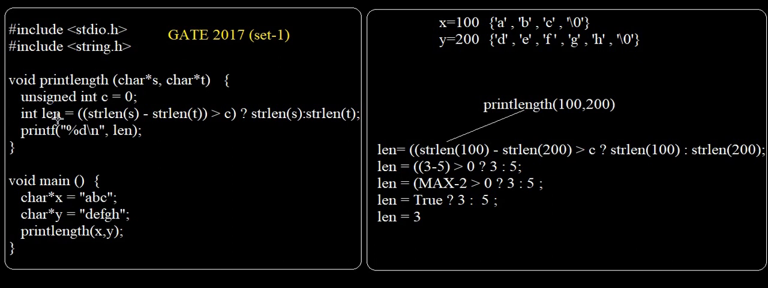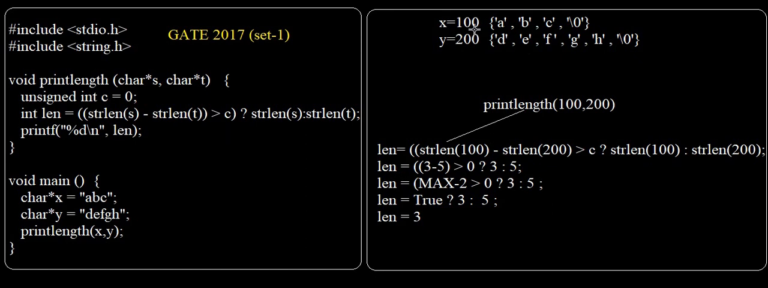Okay, it is integer length, which is stated as a ternary operator: if this statement becomes true, then execute strlen of s, and if it is false, strlen of t would be printed, and at last len should be printed on the screen.